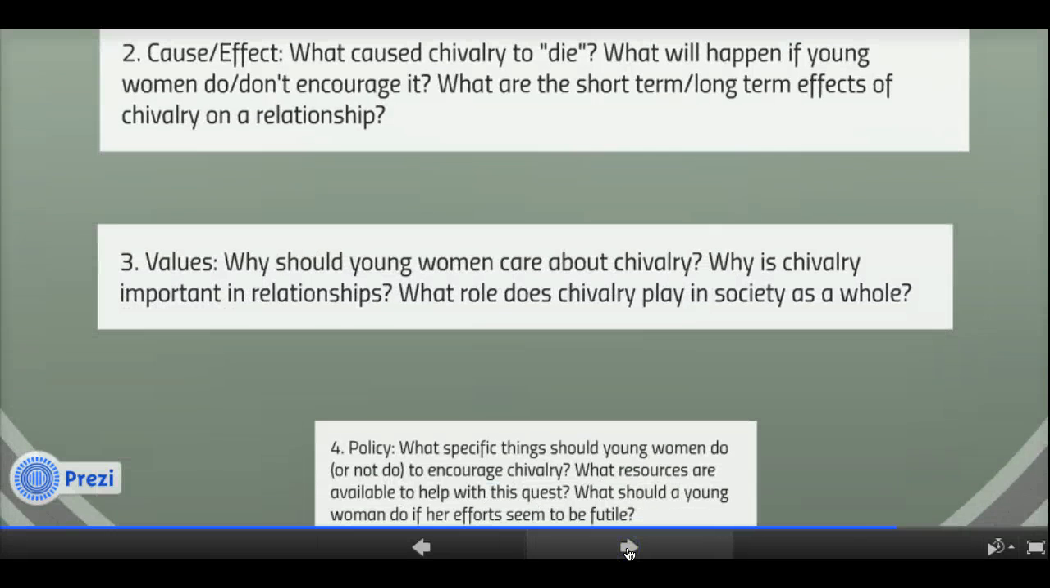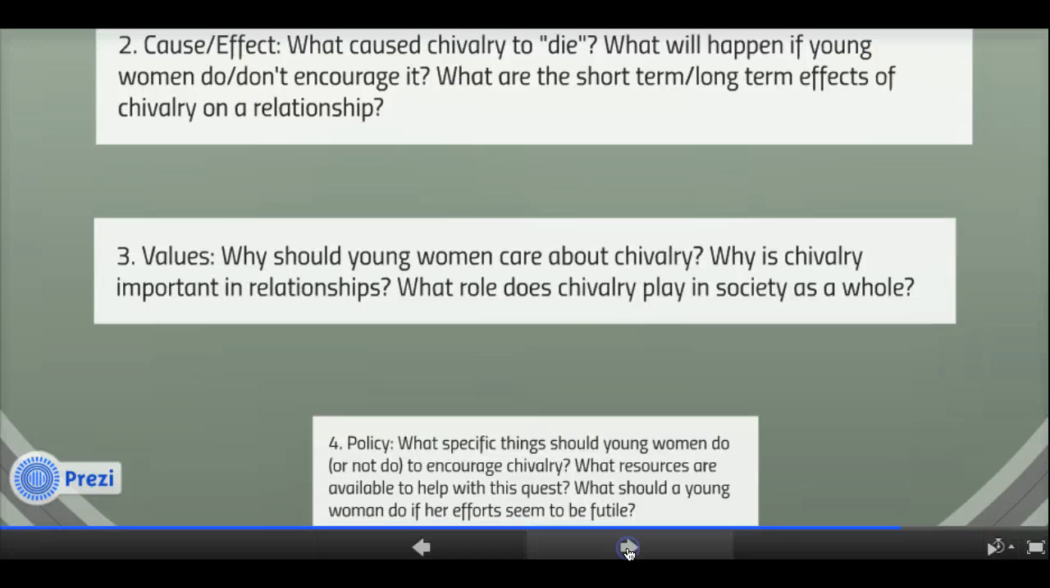Values. Why should young women care about chivalry? They seem to be the target audience here. You're trying to convince young women to care about this, and so you need to let them know why. Why is this value important? Why is chivalry important in relationships as a whole, and how does it affect all of our society?